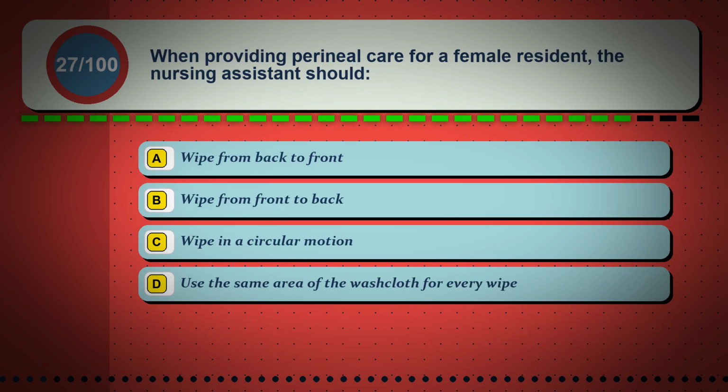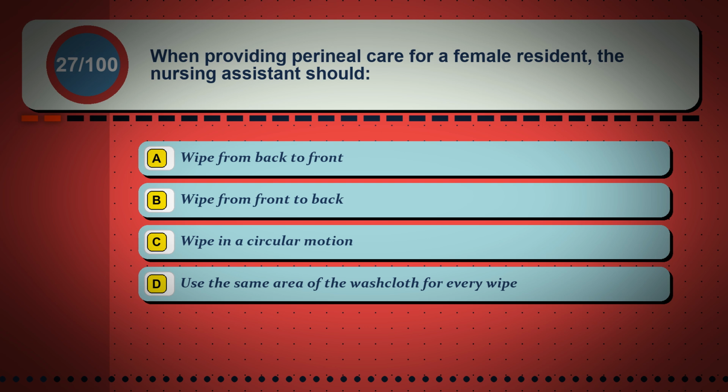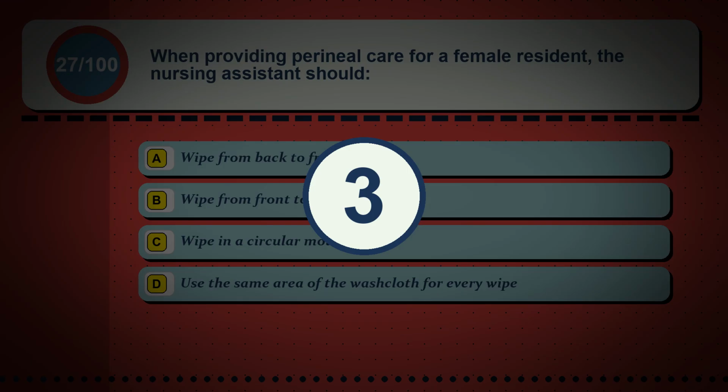Question 27. When providing perineal care for a female resident, the nursing assistant should: Option A. Wipe from back to front. Option B. Wipe from front to back. Option C. Wipe in a circular motion. Option D. Use the same area of the washcloth for every wipe.